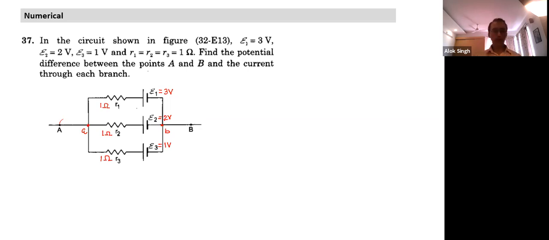So prima facie, when I look at the question, am I clear about how I'm going to solve this question? What is the method of solving this question? Are we clear before we get started? Disha, can you tell me how we will solve this question?